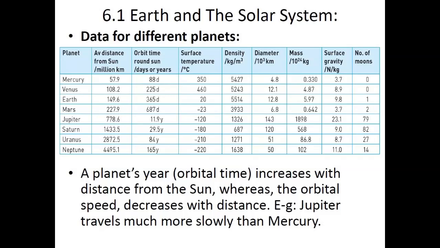A planet's year, or the orbital time, increases with the distance from the sun. This is due to the fact that as the distance between a planet and the sun increases, the sun's gravitational pull acting on it also decreases, which causes its average orbital speed to be lowered. Hence it takes more time to complete its orbit around the sun as it has lower speed and has more distance to cover. For example, Jupiter travels much more slowly than Mercury. As you can see, Mercury completes its orbit around the Sun in just 88 days, whereas Jupiter takes 11.9 years.